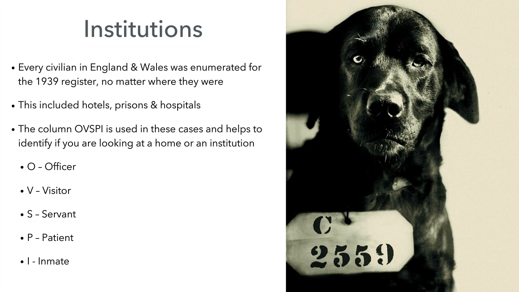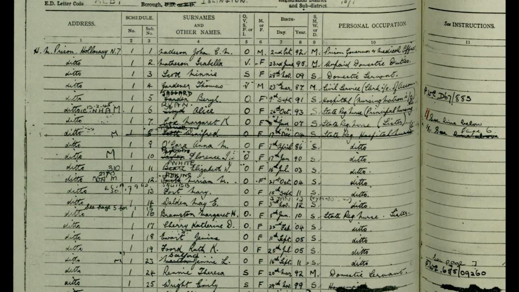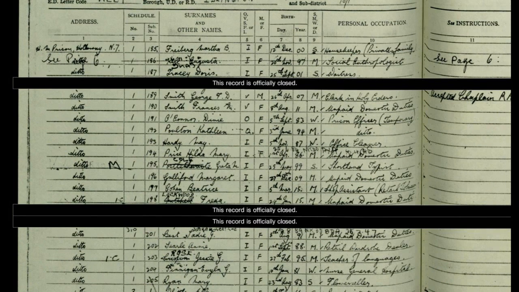So I decided to take a look at His Majesty's Prison Holloway. You can see in the OVSPI column that this page is mainly O, so these are a list of the officers who were at the prison at the time of the register. Then on this page we can see the names of the inmates. You can see I there for inmate.